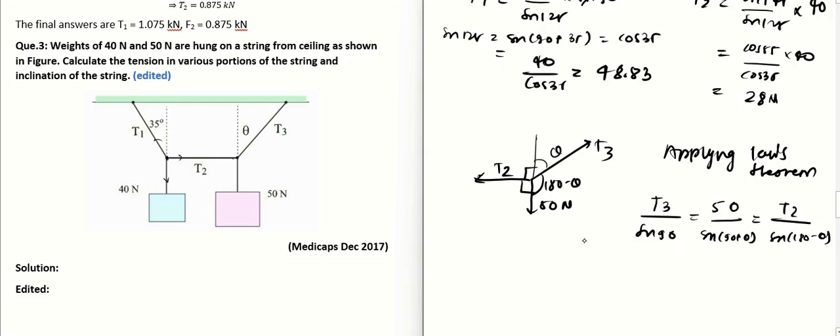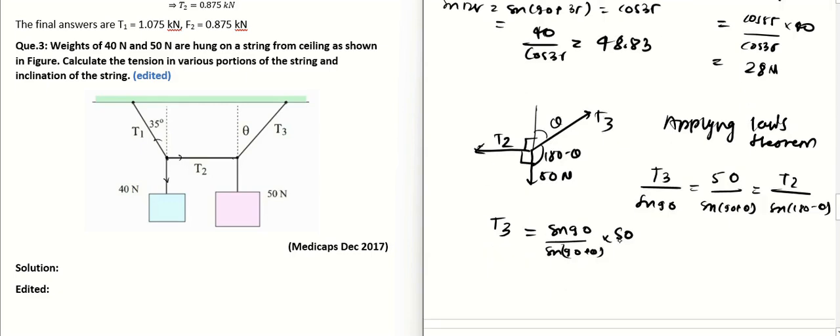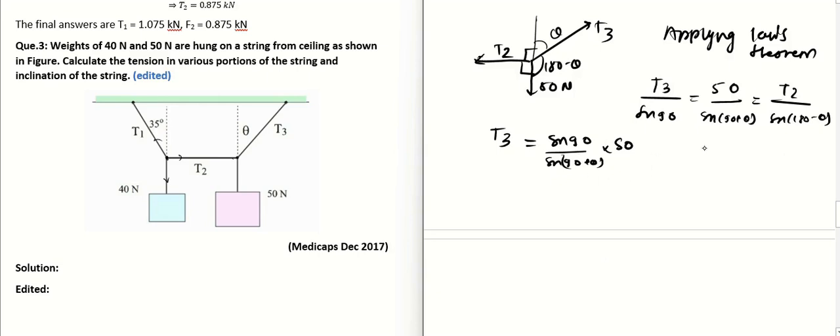So let us solve this further. We have T3 equal to sin 90 by sin of 90 plus theta into 50 as our value of T3. As you can see, we have a variable theta also. We need to first find the value of theta. So let us first solve for theta. We have 50 by sin 90 plus theta, which is nothing but cos theta, and we have T2 divided by sin 180 minus theta, which will become sin theta.